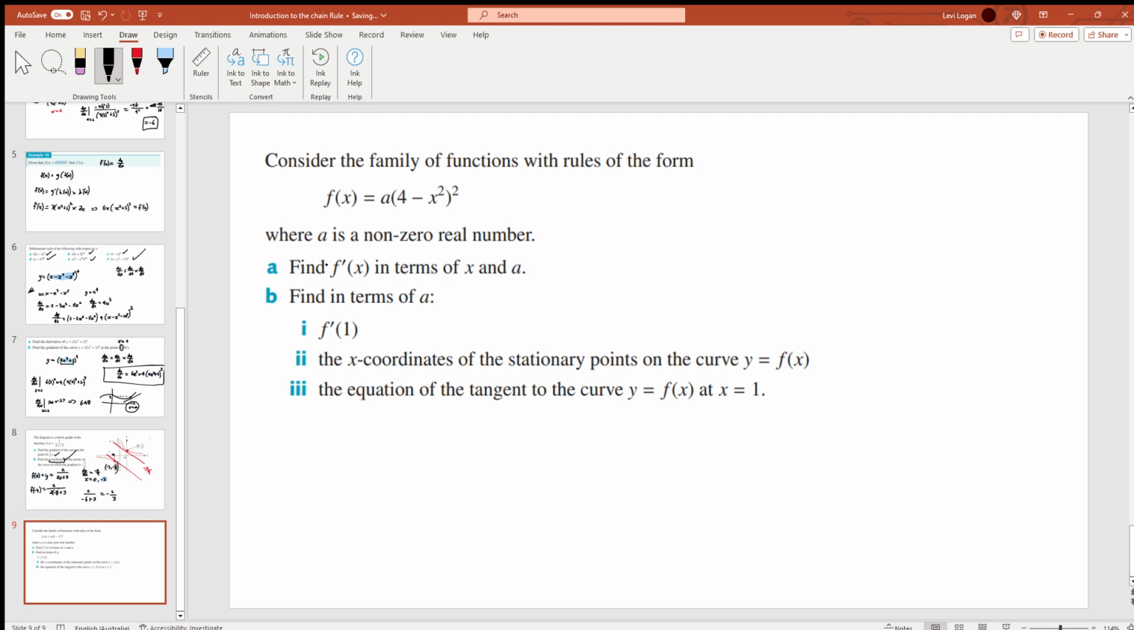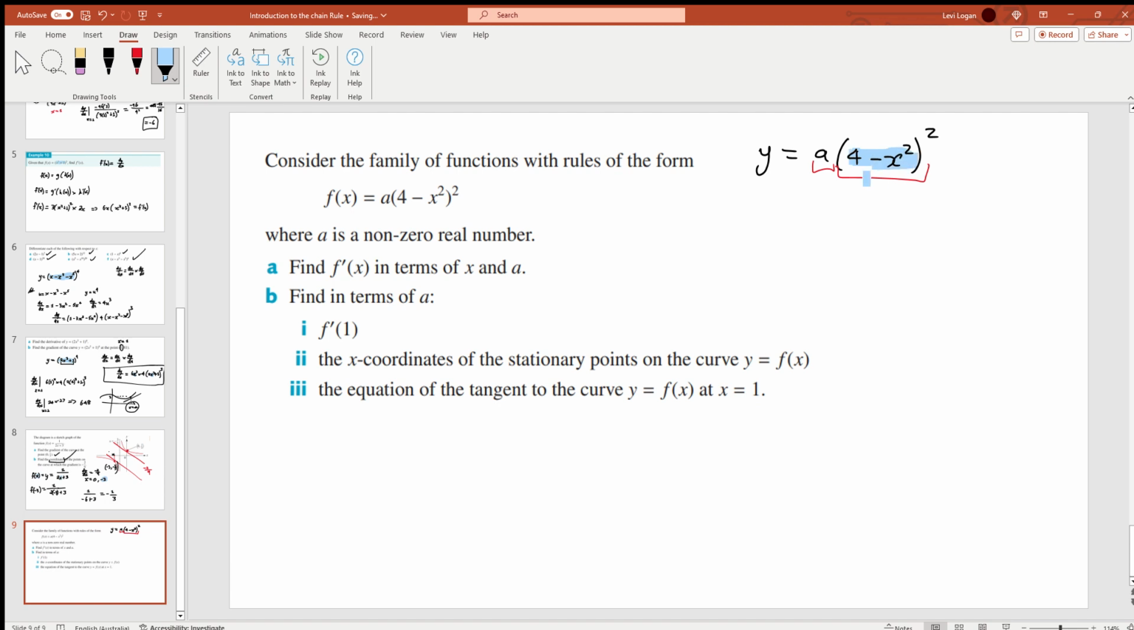So find f dash in terms of x and a, and yep, we'll pretty much go from there. So we have pretty much a function inside a function. So I'm just going to rewrite it like this. So we have y equals a of 4 minus x squared all squared. Now, a is a number. We don't need to differentiate that. So all we're going to do is differentiate this term here. Now we can see that's a chain rule.